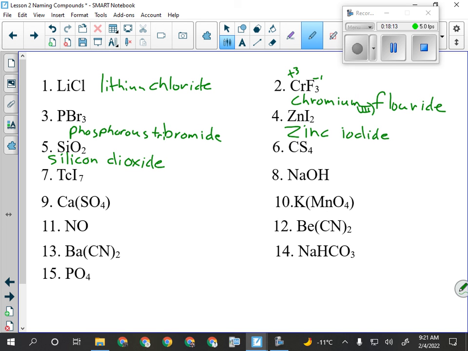All right, number 6, carbon and sulfur, both non-metals, so this one is molecular, and we are going to have carbon tetrasulfide.